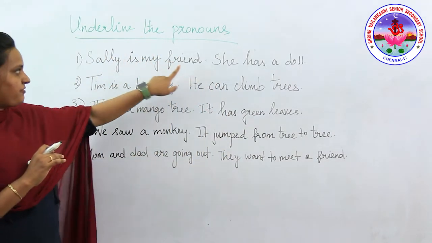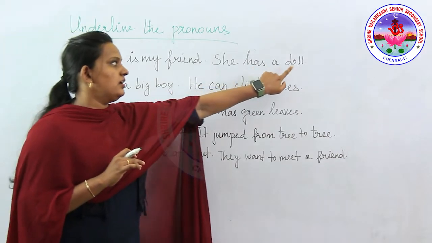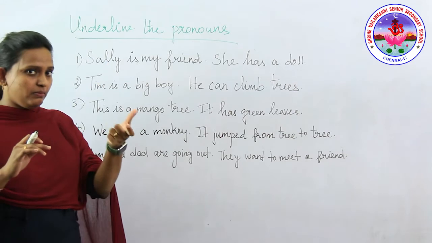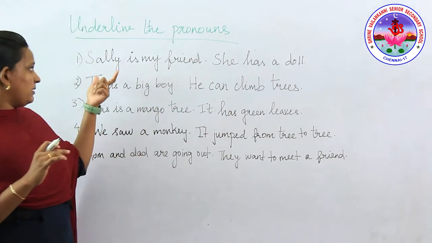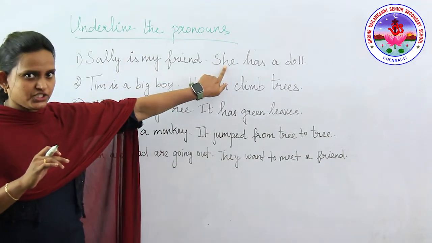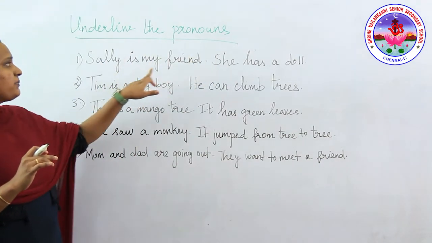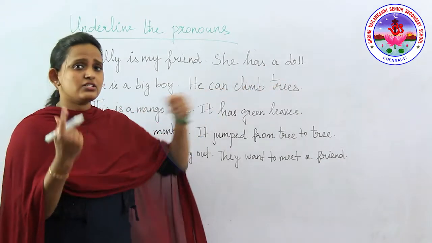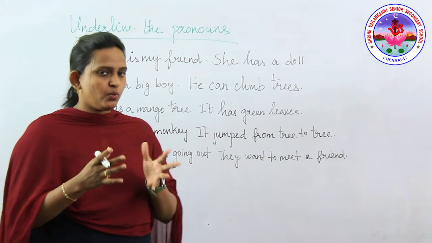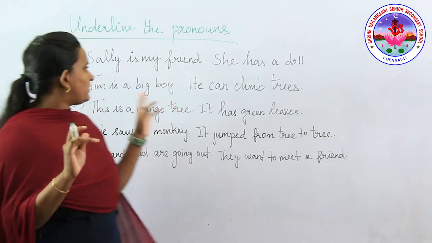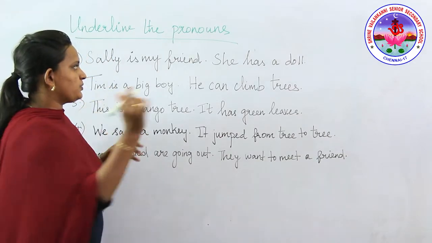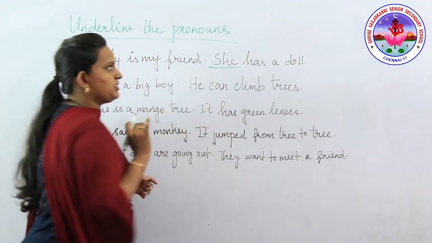Sally is my friend. She has a doll. So Sally talks about a female person. Okay, it talks about a female person here, and that's why we have used the word she. Again, we can't say Sally is my friend, Sally has a dog. So we can't keep on repeating the noun, which is nothing but the naming word. So therefore, we have used the word she, and you all know that she is a pronoun. So I'm going to underline the word she.